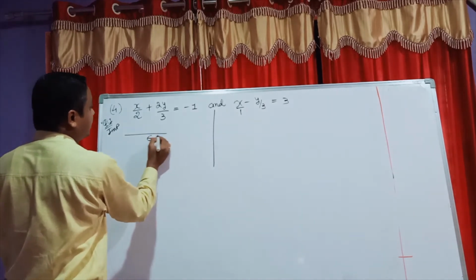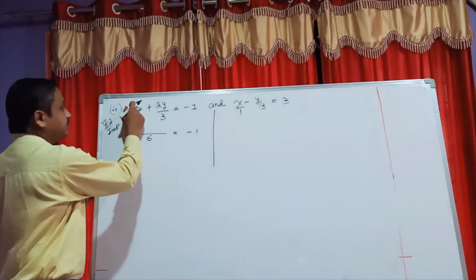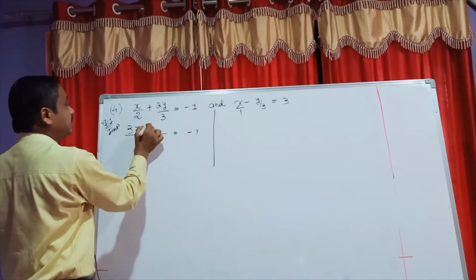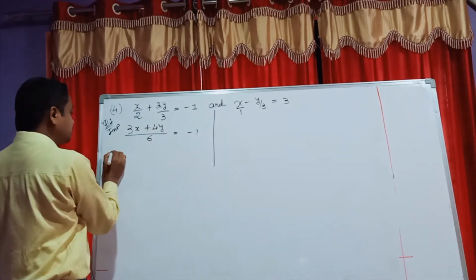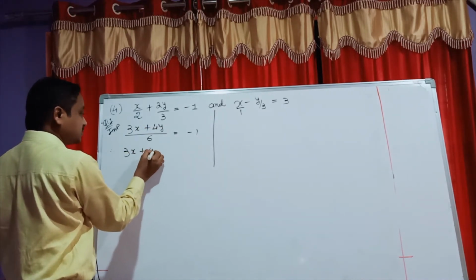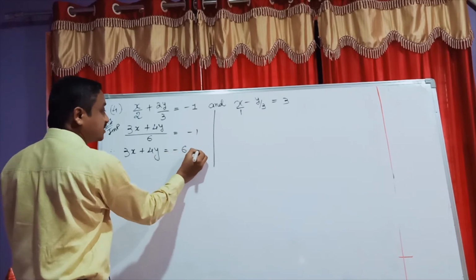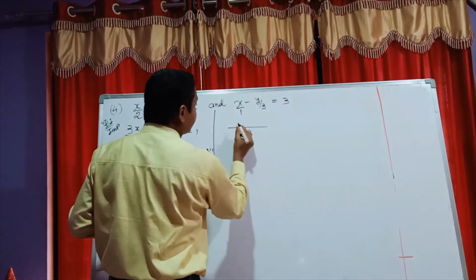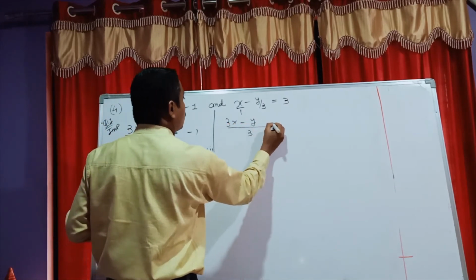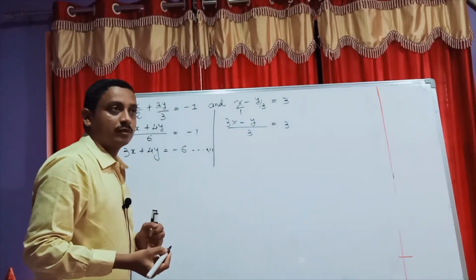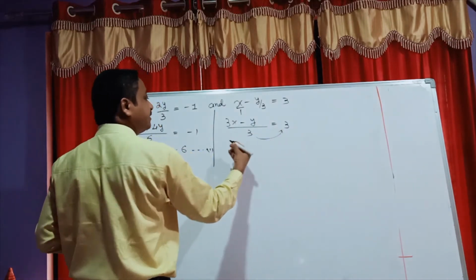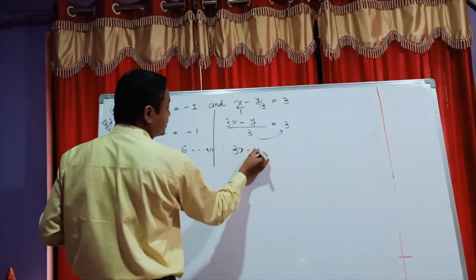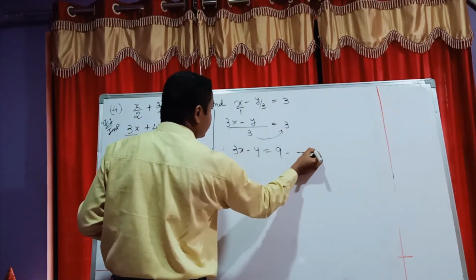Taking LCM 6, you get is equal to minus 1. 3 multiplied by 3x, 2 multiplied by 4y. So how much is it? 3x plus 4y is equal to minus 6. Statement 1. Same here, taking LCM 3, 3x minus y is equal to 3, and again multiplying by 3, you get 3x minus y is equal to 9. Statement 2.